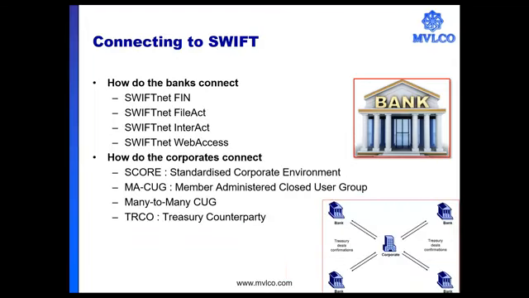The next mechanism is the treasury counterparty. In a treasury counterparty mechanism, a corporate which is a member of SWIFT can send a message to any bank which is there on SWIFT, but it has a limitation. The limitation is the message which you are allowed to send under the TRCO model is a treasury deal confirmation, which means it is only post facto.